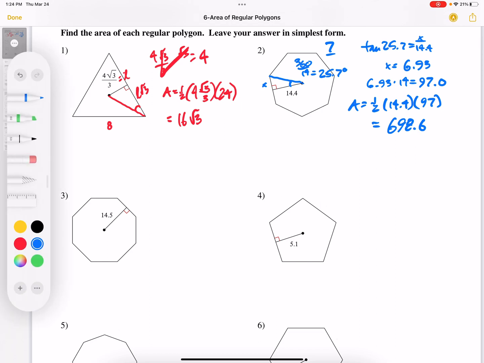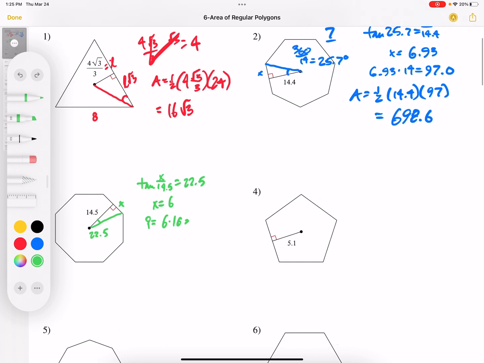This is just a simple octagon here. So for our octagon, we draw this in. We know this is 22.5. This is my x. So tangent of 22.5 equals x over 14.5. That winds up giving me an x of about 6. So my perimeter equals 6 times 16, which is 96. Yes? No, 84. Sorry. 84. So the area is 1/2 times 14.5 times 84.